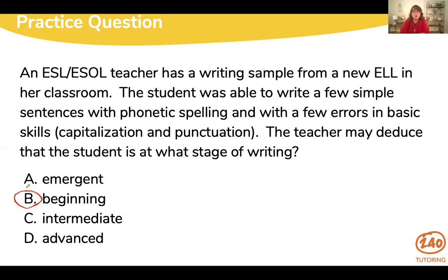Remember, an emergent student would not be able to communicate ideas very coherently at all and would hardly have any grammar structure. An intermediate student would be able to present their thoughts in an organized manner and would have fewer grammatical errors. You might not see that phonetical spelling. You should be able to see basic capitalization and punctuation.